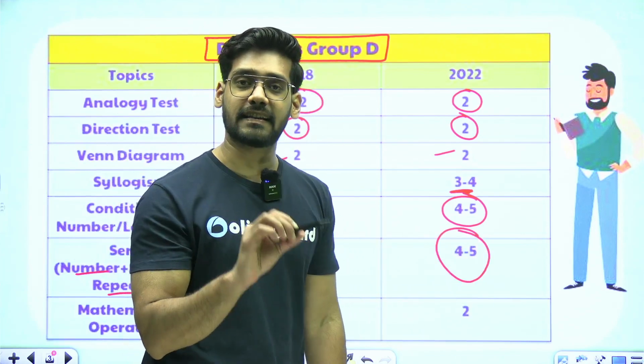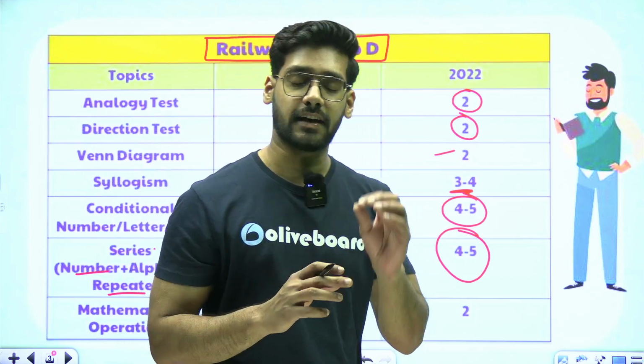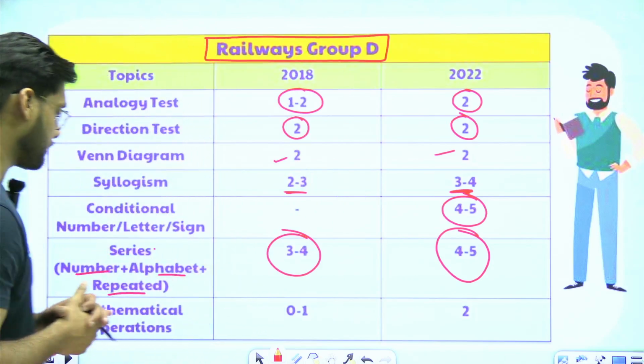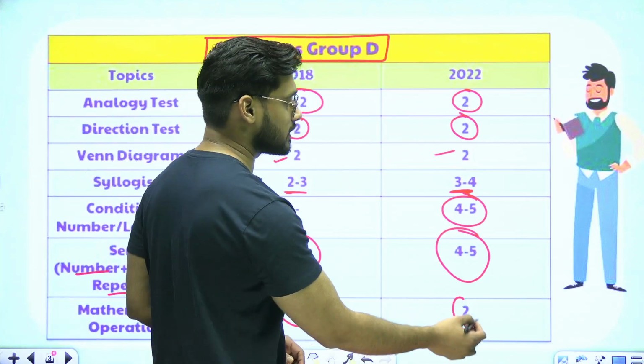So you can easily expect that this topic, series topic, is very crucial for the examination. It contains 3 to 4 marks weightage. Mathematical operator, 1 question was asked and 2 questions were asked in 2022.